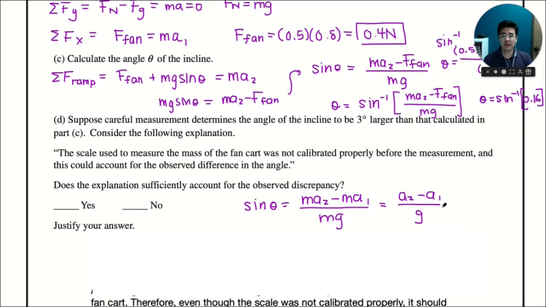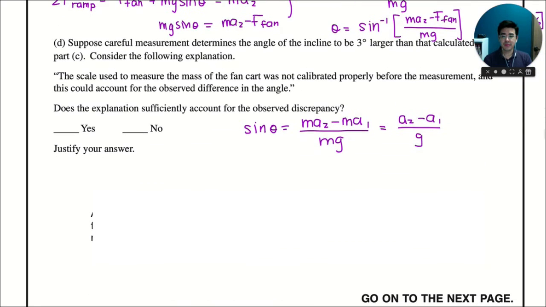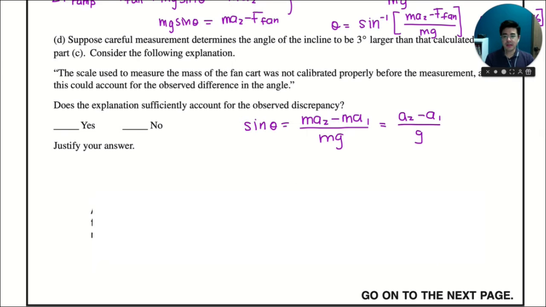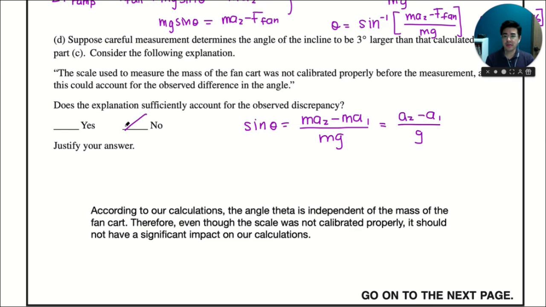So then how would you justify your answer? I wrote something like this. So it's no. According to our calculations, the angle theta is independent of the mass, right? That's what happens when you cancel something out, so you can use this phrase independent. Therefore, even though the scale was not calibrated properly, it should not have a significant impact on our calculations. And notice how the question is not asking you for what might have affected it, so you didn't need to go that way. So be careful and make sure you answer the question.